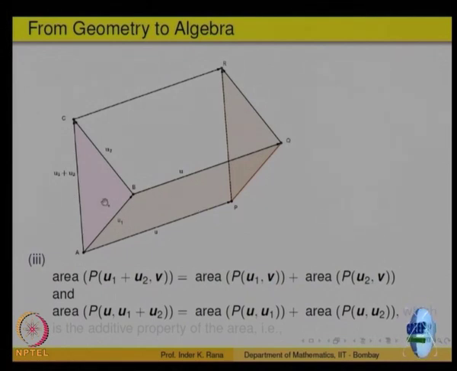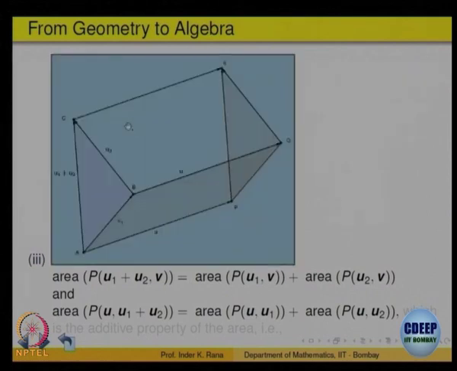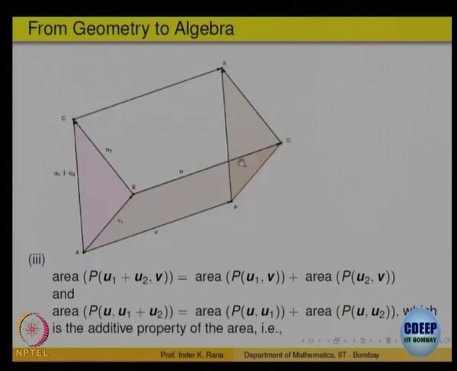Now, it is quite easy to show that this triangle here is congruent to this triangle, I can move it there. So, the area of the parallelogram, the upper one and the lower one, are precisely the areas of the parallelograms spanned by u1 and v, and u2 and v.